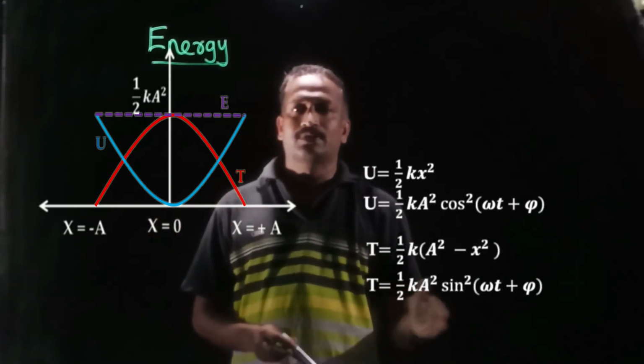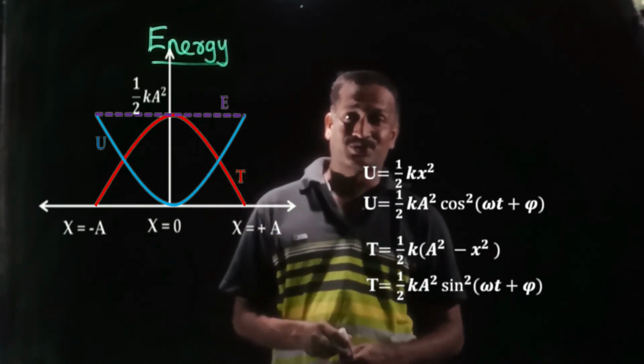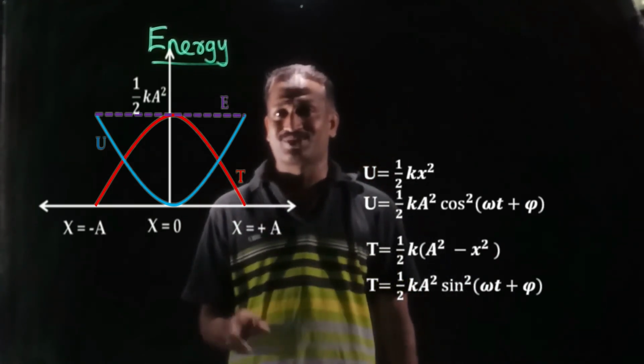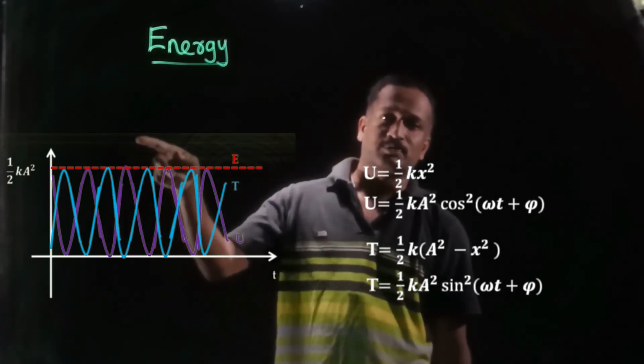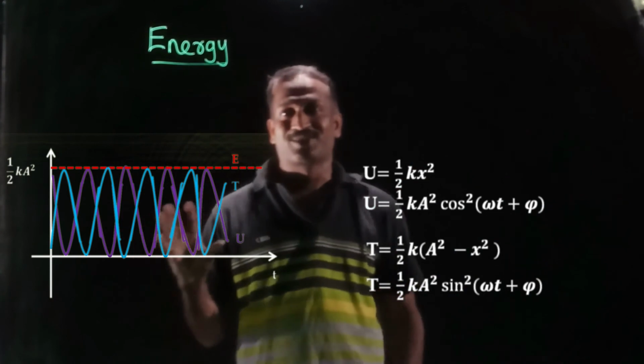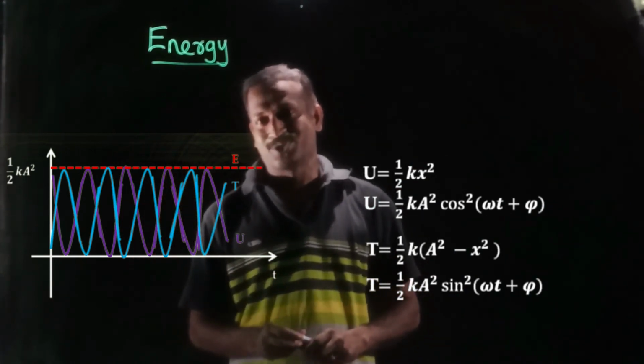Now the variation with time: one is sin square omega t plus phi, and the other is cos square omega t plus phi. The total energy is constant. And now the variation of the energy with respect to time. This is the variation of kinetic energy, potential energy, and the total energy with time for the harmonic oscillator.